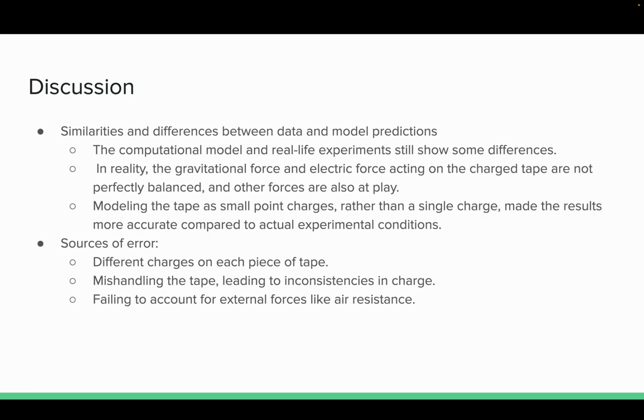The similarities and differences between the data and model predictions were that the computational model and real-life experiments still showed some differences. In reality, the gravitational force and electric force acting on the charge tape are not perfectly balanced, and other forces are also at play. Modeling the tape as small point charges rather than a single charge made the results more accurate, and the sources of error were outlined below, such as different charges on each piece of tape.